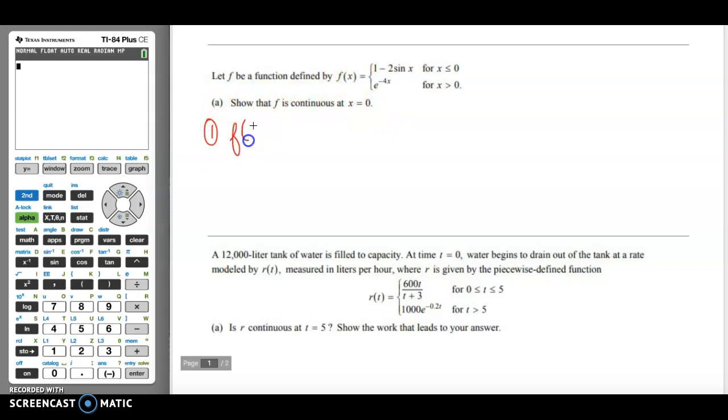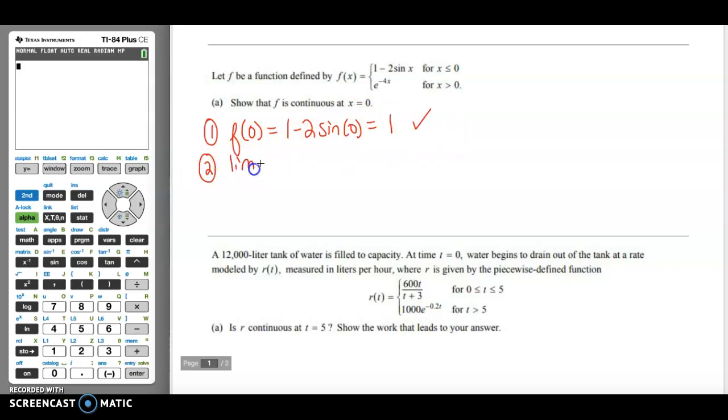So f of 0, where would you actually plug in 0? Well, I plug it in up here. 1 minus 2 times sine of 0. Well, sine of 0 is 0. So 1 minus 2 times 0. 2 times 0 is 0. 1 minus 0 is 1. All right, so f of 0 equals 1.